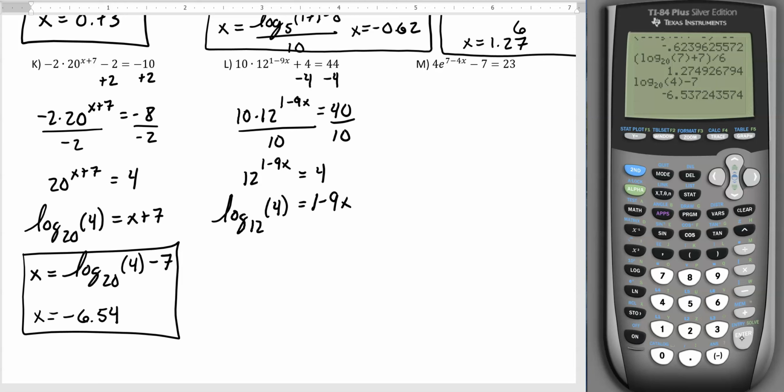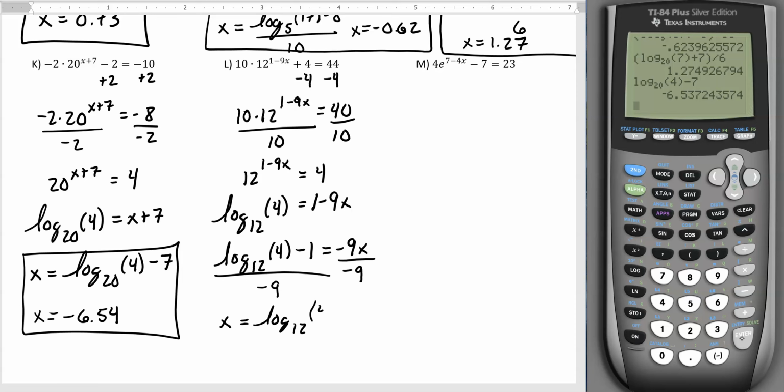And now I got to solve for x here. So I'm going to start by subtracting 1. So log base 12 of 4 and then minus 1, and that'll equal negative 9x. But then I got to get rid of that negative 9. So I'm going to divide both sides. So x will equal log base 12 of 4 minus 1 all over negative 9.